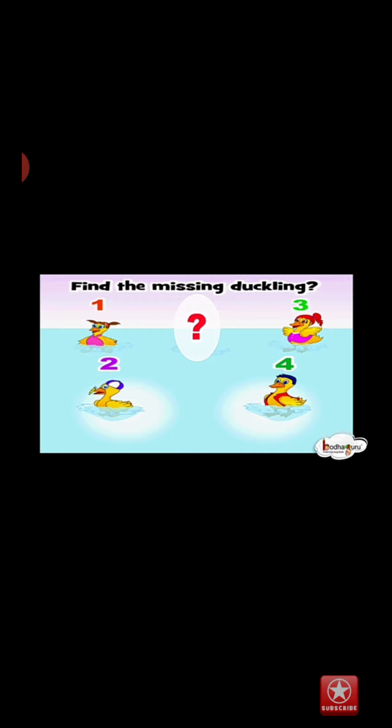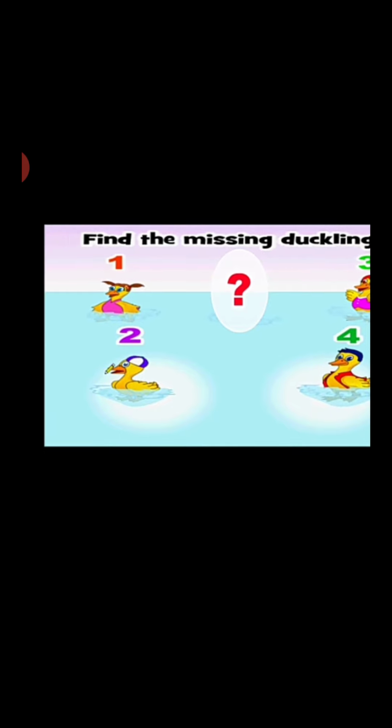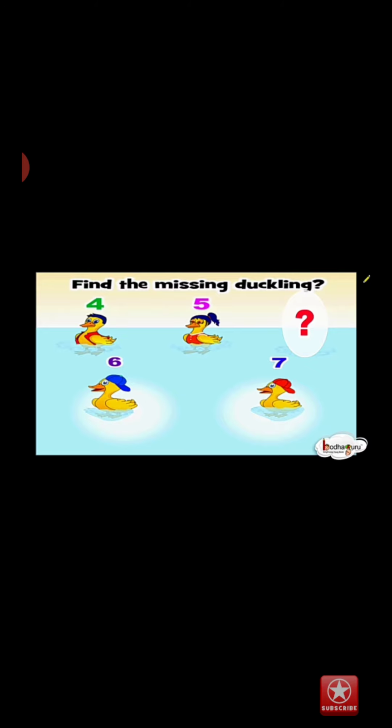Now students, you will find the missing ducklings. Find out the missing duckling, students. One. Now tell me which number of duckling is missing, students? Ma'am, second number duckling is missing. Okay, very good. Find the missing duckling. Ma'am, the sixth number duckling is missing. Okay, very good.